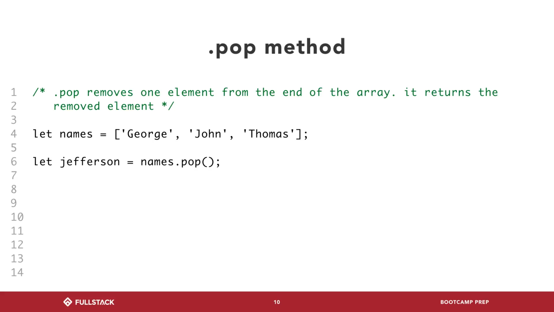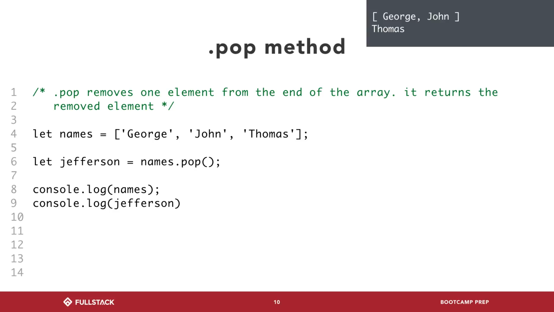So if this is our initial array and we do names.pop, and we console log the original array and we console log Jefferson, which is storing what the function returned, we'll see our initial array now is only 2 things because we got rid of the last thing. And the return value was Thomas, which was the thing that was removed. So .pop just removes the last element in the array and gives you back whatever was just removed.